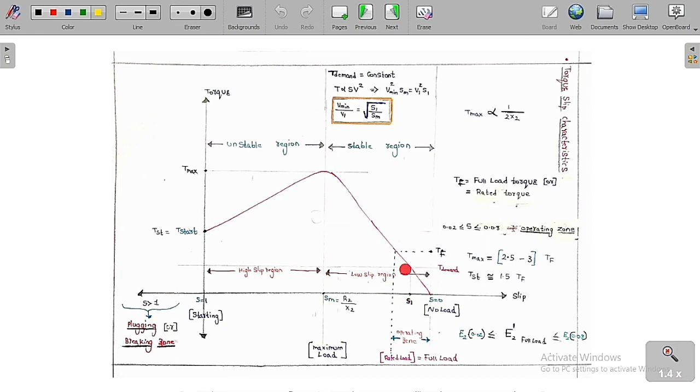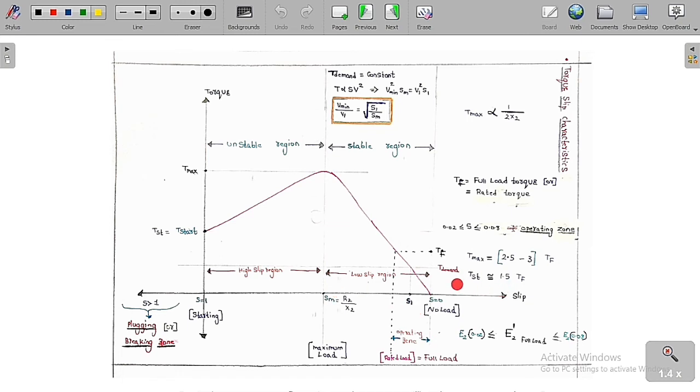Now this is called the full load torque, and the corresponding slip is called the full load slip. Always we try to operate in this zone, called the safe operating zone. S equal to 0 to this point, which is somewhat 0.1, so S equal to 0 to S equal to 0.1, is called the safe operating zone. This is the point that you always have to remember.